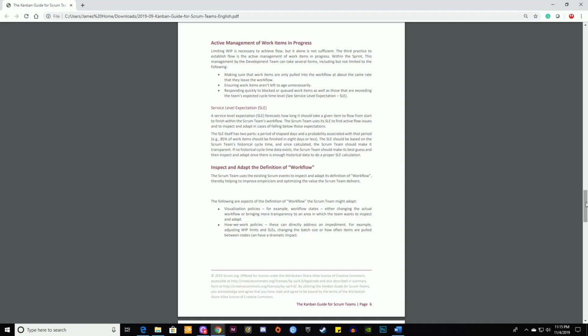Service Level Expectations, SLE. A Service Level Expectation, SLE, forecasts how long it should take a given item to flow from start to finish within the Scrum team's workflow. The Scrum team uses its SLE to find active flow issues and to inspect and adapt in cases of falling below those expectations. The SLE itself has two parts: a period of elapsed days and a probability associated with that period, e.g., 85% of work items should be finished in 8 days or less.